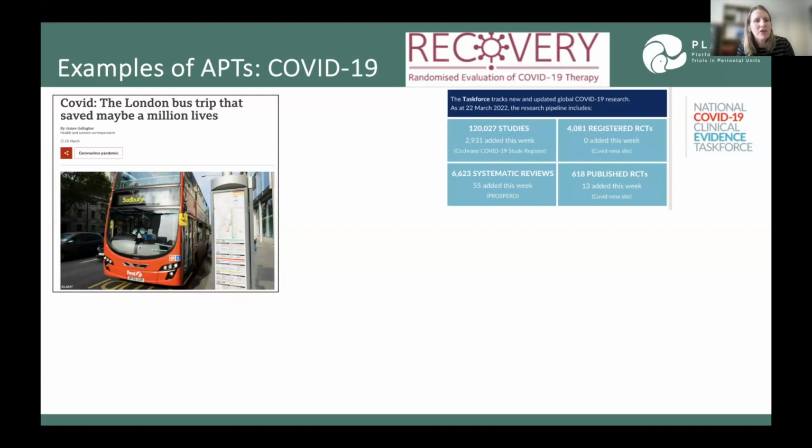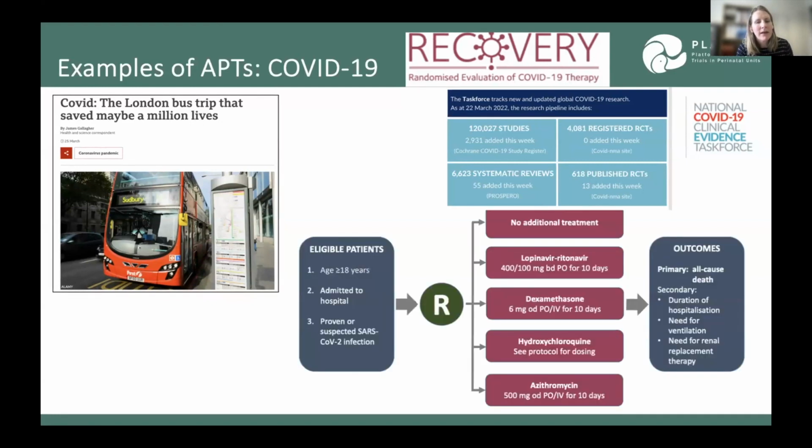And they did that on a bus journey across London. And within a week, it had ethical approval and was up and running very rapidly in the UK. And this was the first iteration of it. So really simple, pragmatic trial.